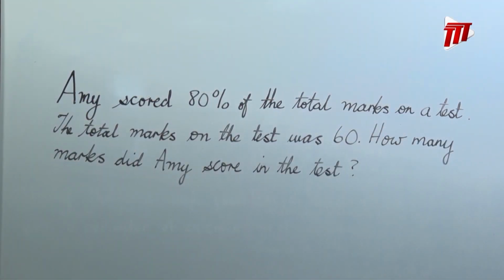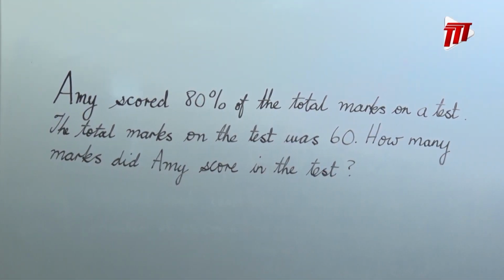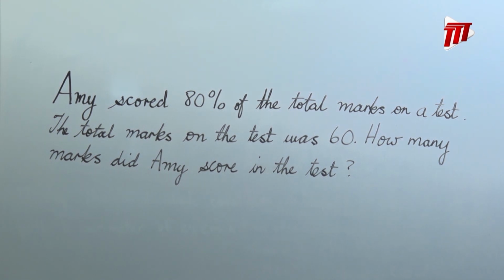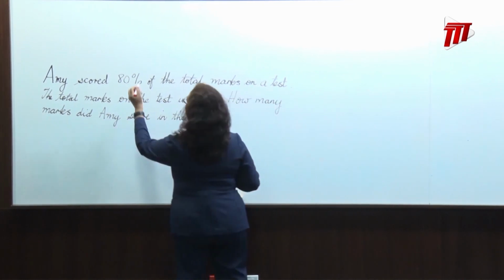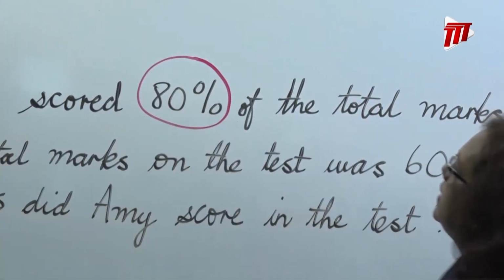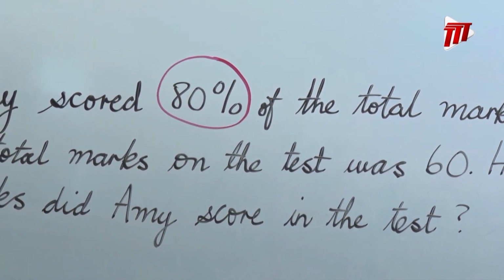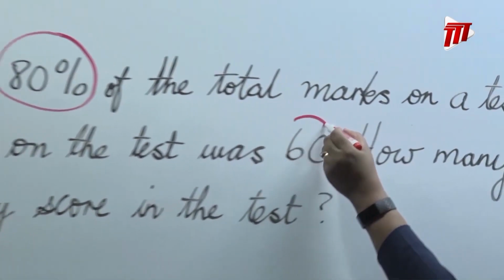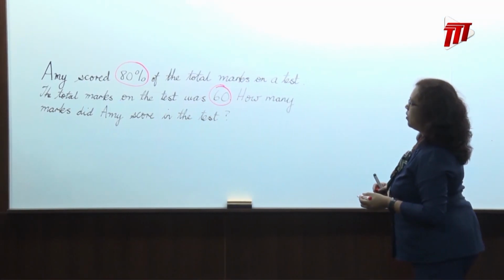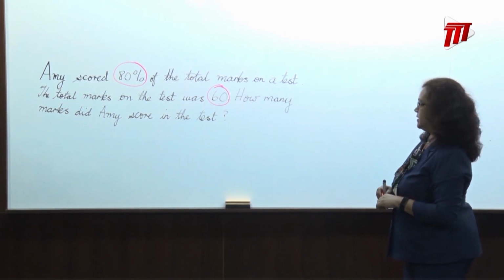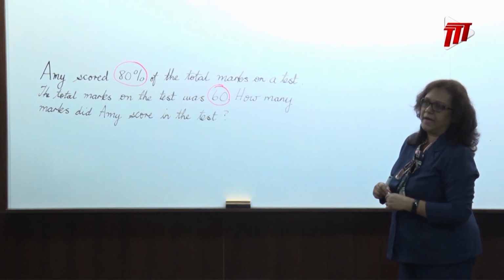So on the board I have a simple problem. Amy scored 80% of the total marks on a test. The total marks on the test was 60. How many marks did Amy score in the test? So we have been given some information. We have been given Amy's score as a percent. Amy scored 80%. We have been given the total marks on the test, which is 60. What we don't know is how many marks Amy scored in the test, and how are we going to find this out?